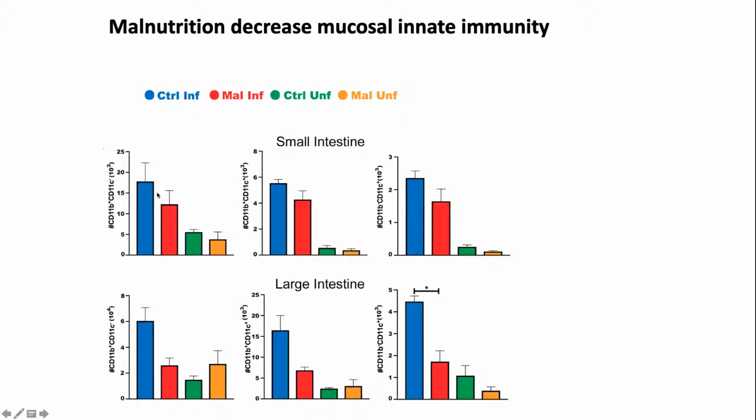But upon infection, red and blue, we see that the infected malnourished mice, which are red, have a decrease in these immune cells, both in the small intestines at the top and large intestines at the bottom. So indicating that malnutrition together with malaria infection is causing mucosal damage and altering the immune response in the gut that is supposed to be sampling. So with that, I will end there and welcome any questions.